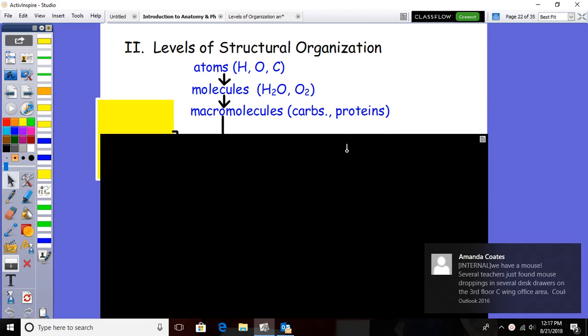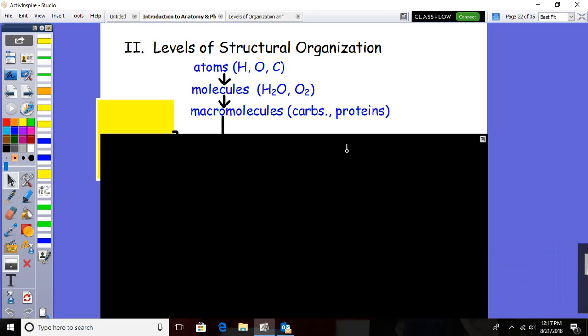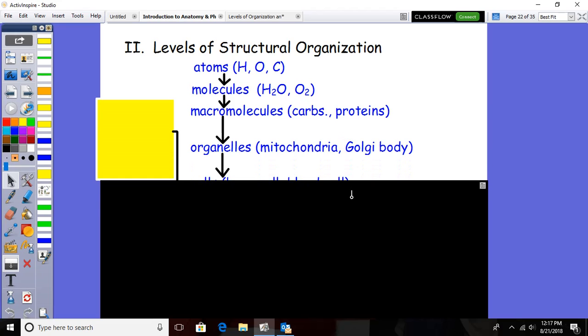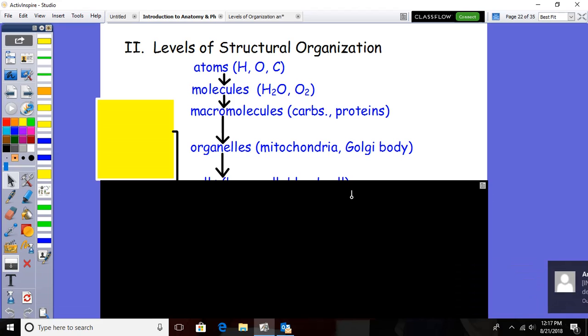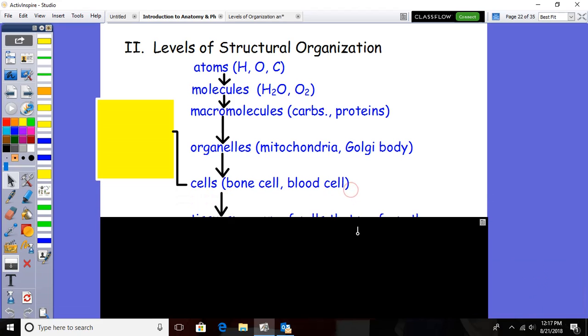Molecules can come together to form macromolecules. Macro means large, so these are large molecules, things like carbohydrates, proteins, lipids, and nucleic acids. Macromolecules can come together to form organelles. Organelles are things you've learned about since elementary school: mitochondria, Golgi body, rough ER, smooth ER, that sort of thing. Organelles, of course, make up cells.